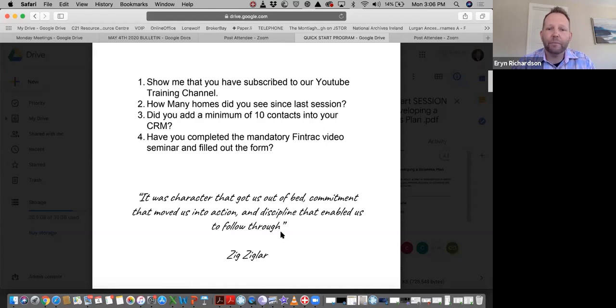Did you add a minimum of 10 contacts into your CRM? 10 contacts. So whatever you're using currently, whether it be Google Contacts or MailChimp, is what we're suggesting at this point in time, to just keep track of people's addresses and information. Make sure you're consistently adding at least 10 contacts every single week.